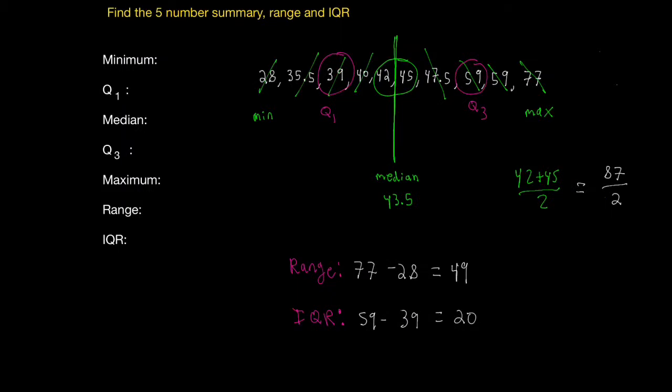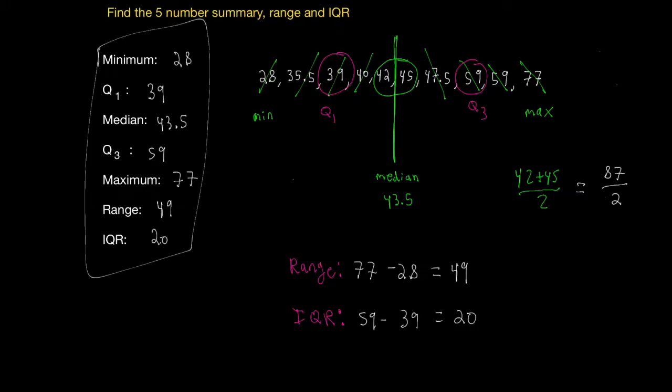So here, let's just organize it. So the minimum is 28. Q1 is 39. The median was 43.5. Q3 was 59. Maximum was 77. The range was 49. And the IQR was 20.